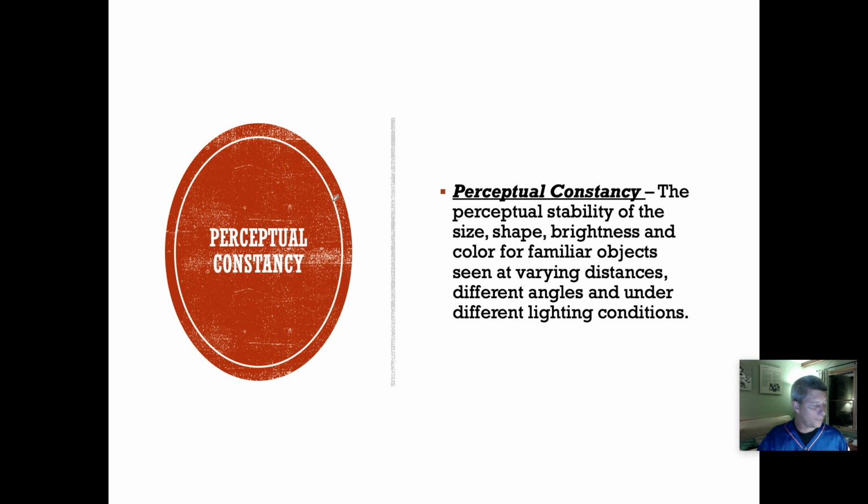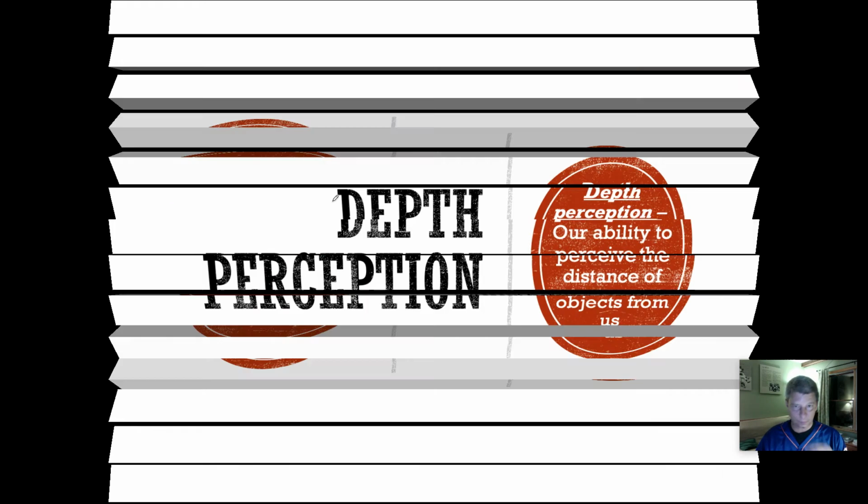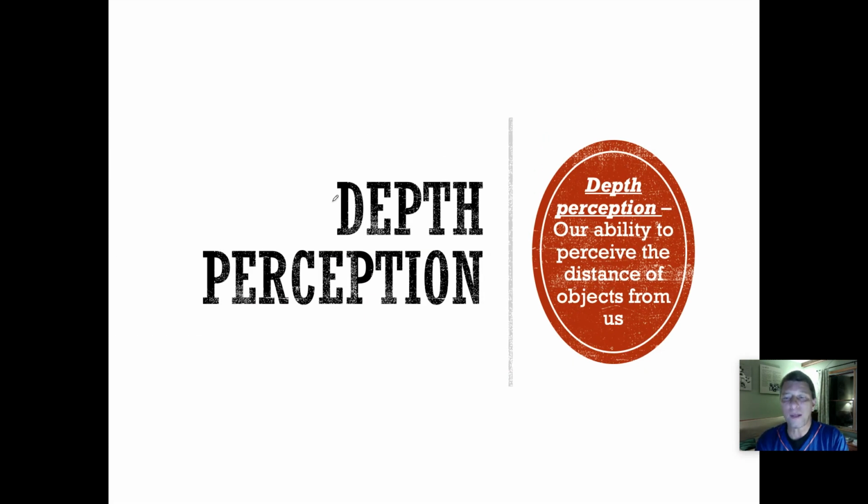Now, the last thing that I want to talk about in this video today is what we call depth perception. And this is our ability to perceive the distance of objects from us. We can tell how far an object is away from us because of a variety of different cues that contribute to our depth perception.